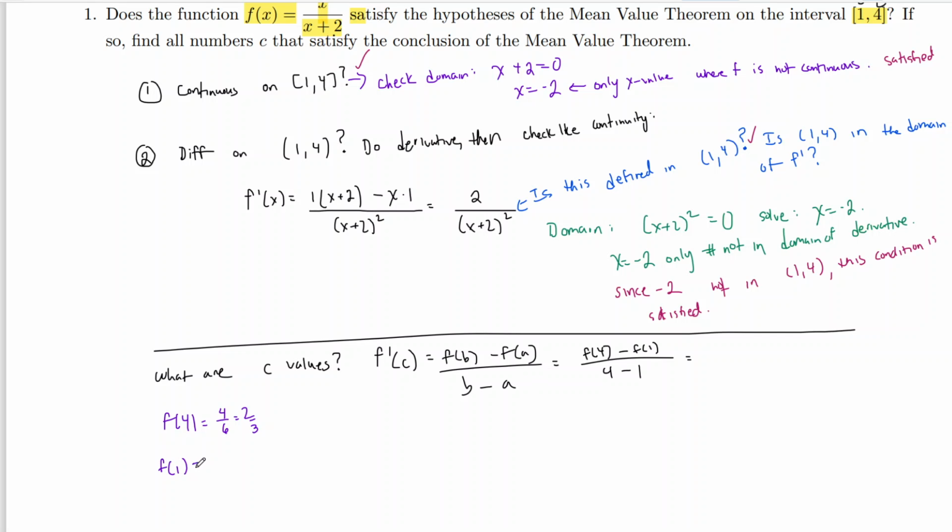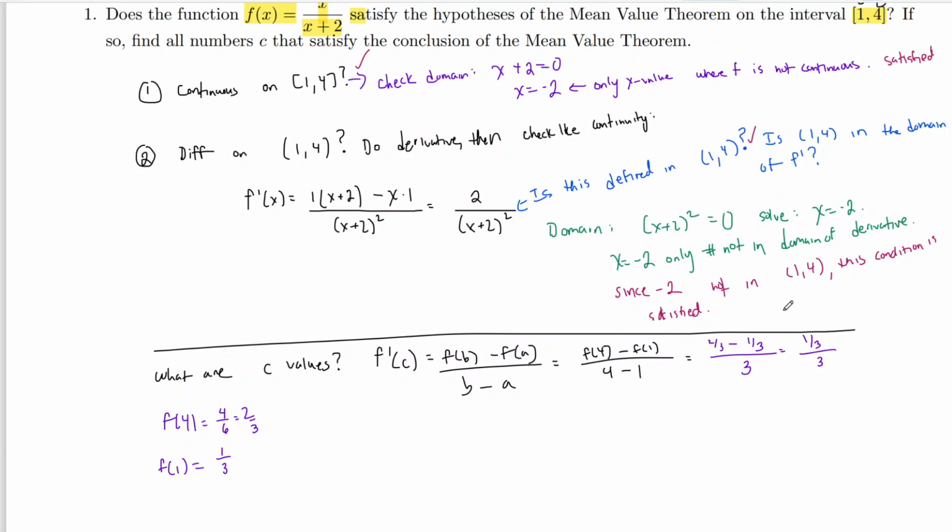And f of 1 equals 1/3, because it's x over x plus 2, which is 1 over 3. And that's already simplified. So we've got f of 4 is 2/3 minus f of 1 is 1/3, over 4 minus 1, which is 3. You can simplify the top because we already have a common denominator. 2/3 minus 1/3 is 1/3. So 1/3 over 3. And then it's up to you how you finish this up.